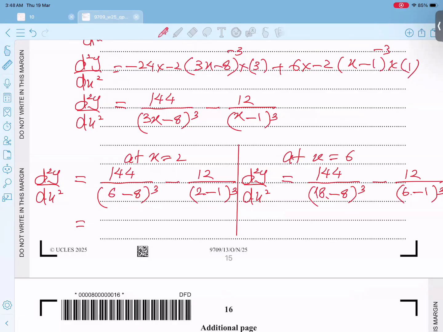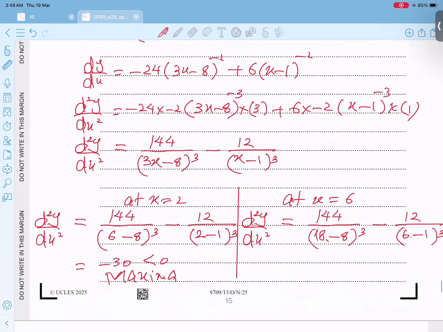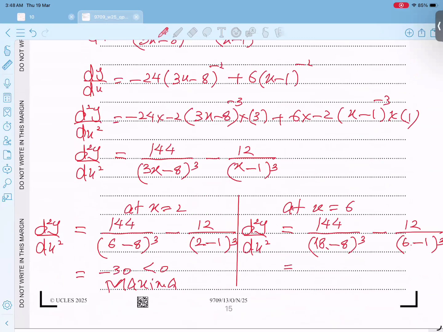And negative 30, which is less than 0, is called a point of maxima. Okay, what about this one, students? When you talk about this one, if we check it, 144 divided by 10 cubed, 1000, and negative 12 divided by 5 cubed, which is 125, and I get 6 over 125, which is positive. This is called a point of minima.